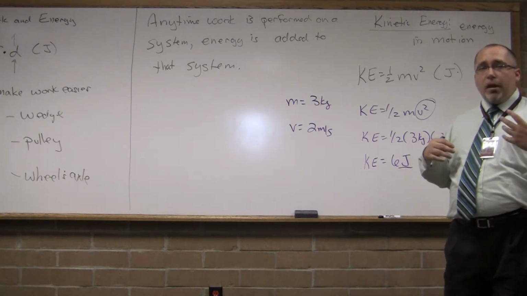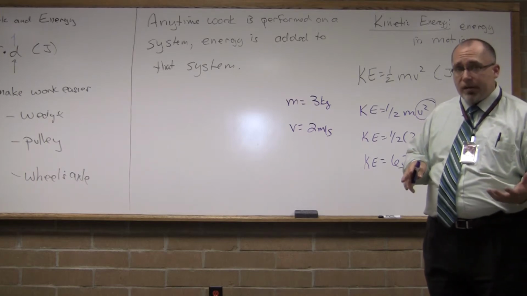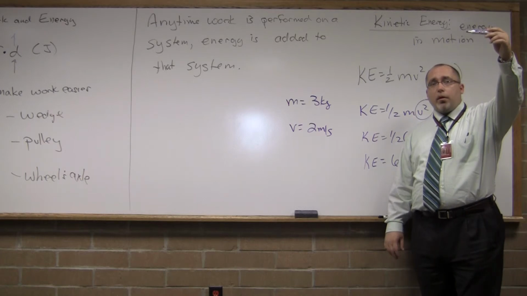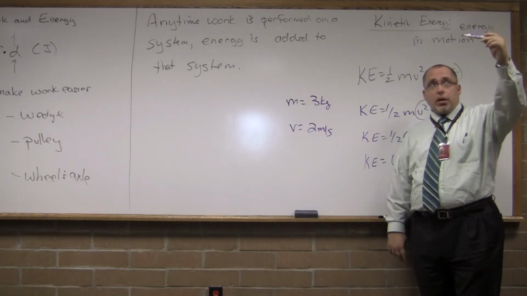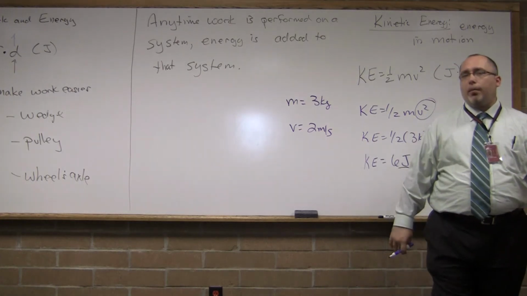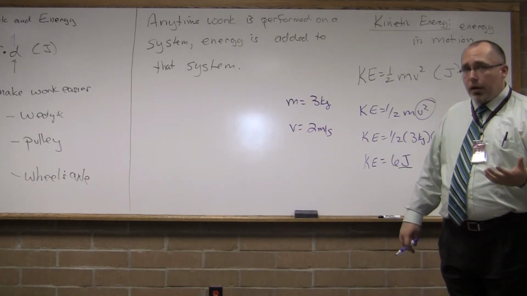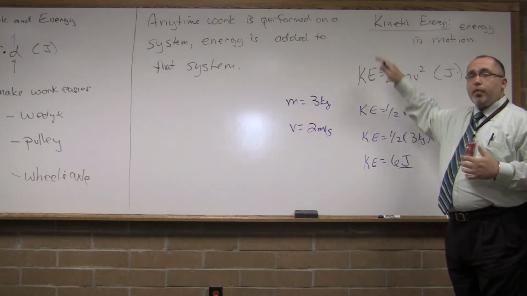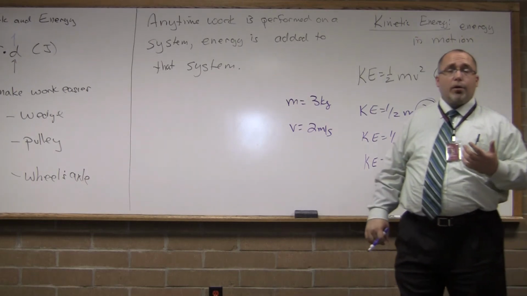So in other words, however much work is performed on the system, that's how much energy is added to it. If I did 2 joules of work elevating this marker, I added 2 joules of energy to this marker. So however much work is done, that's how much energy is added. Something to keep in mind when we look at our next videos, we'll talk about the opposite of kinetic energy. The opposite of energy in motion would be potential energies, which are going to be energies at rest.